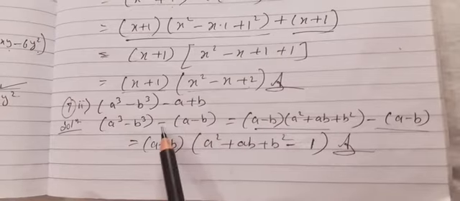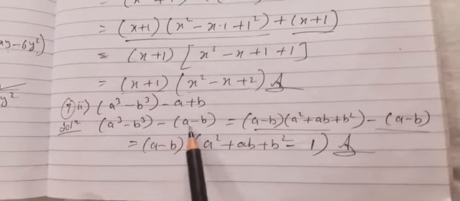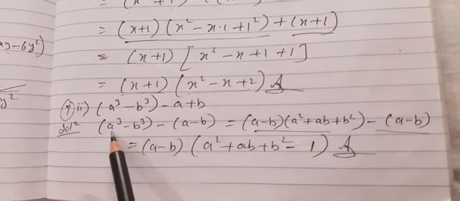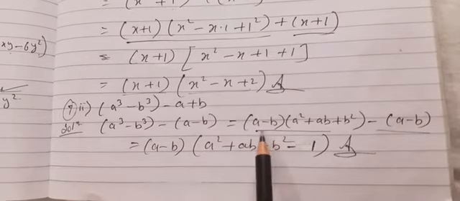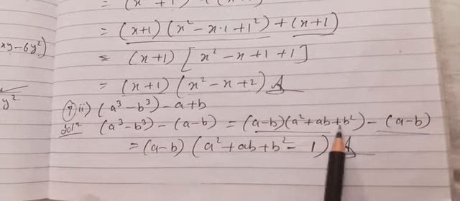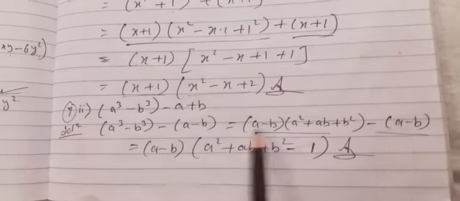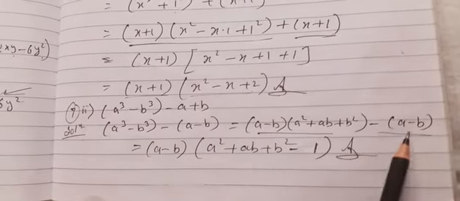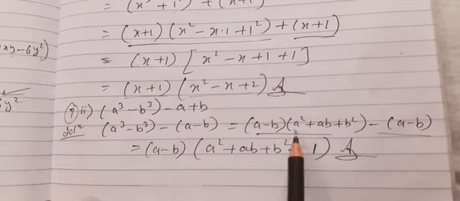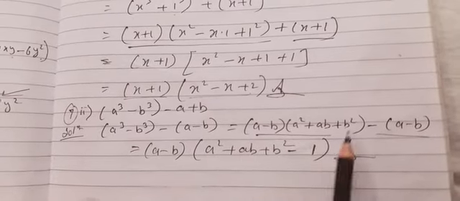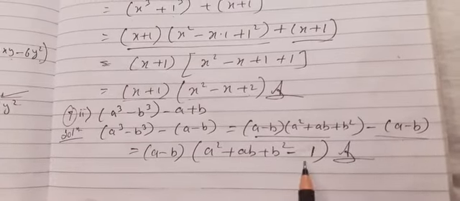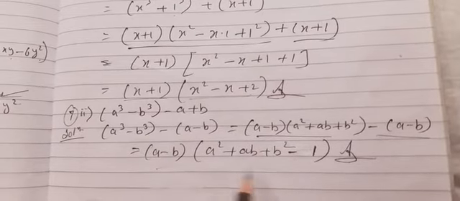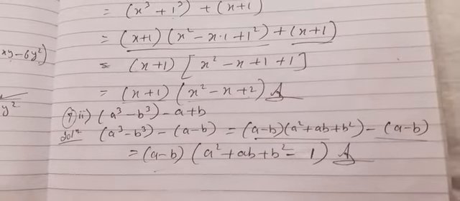So I did it, I have taken minus as common, then inside the bracket there is a minus b. Then I have written this formula, a cube minus b cube, that is a minus b into a square plus ab plus b square. Now from both the groups, I have taken a minus b as common. Then inside the bracket, a square plus ab plus b square, here is nothing, means minus 1, and these are the two factors of this algebraic expression.